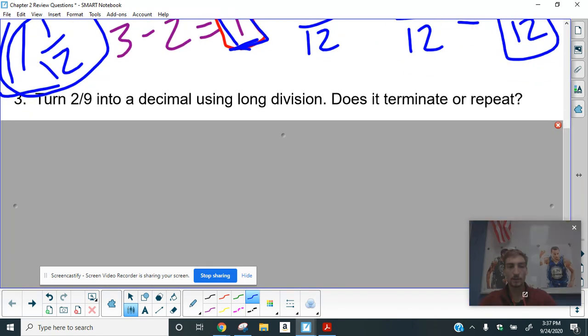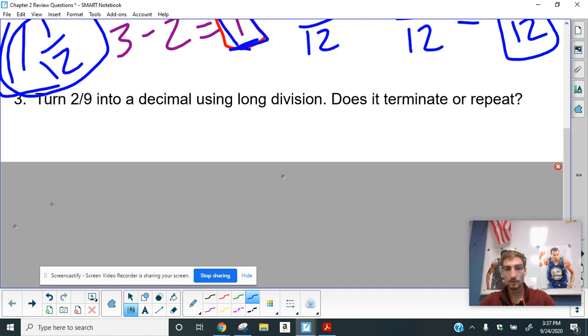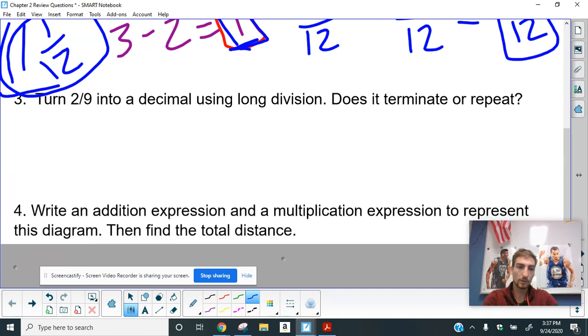All right, turn 2/9 into a decimal using long division. Does it terminate or repeat? Okay, so long division, here's where we need a little bit of room. I'll just write small to start. So here we have 2 divided by 9. And first we're looking at, does 9 go into 2? No, it does not. It's definitely bigger than 2. So we're going to write 0 up top.